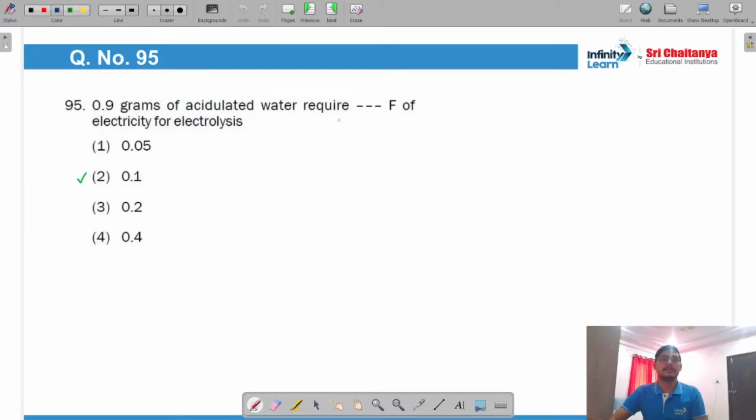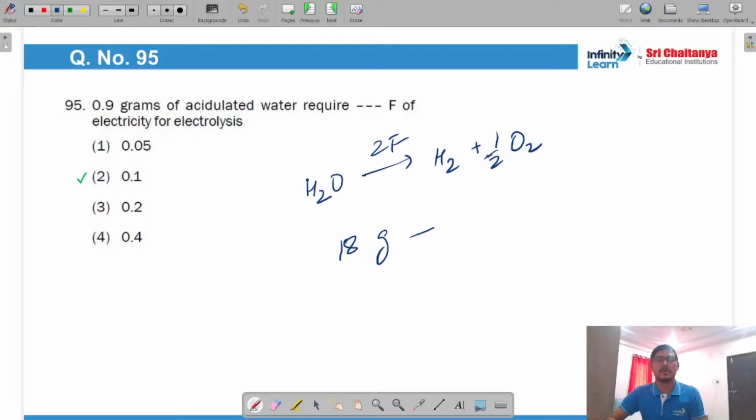0.9 gram of acidulated water requires how many Faradays of electricity? So it's simple, guys. H2O, when it undergoes electrolysis, produces H2 plus half O2. You can see it will need 2 Faraday of electricity for 1 mole. So that is, 18 gram would require 2 Faraday of electricity. So 0.9 gram, you can calculate by the unitary method. It will come out to be 0.1 Faraday. Okay.